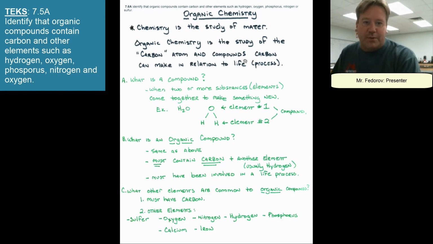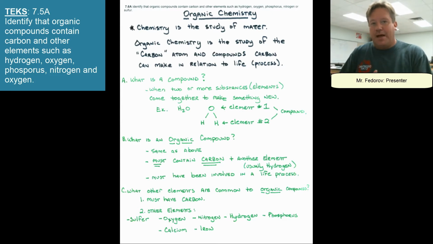I have this backwards on my notes. It should say carbon compounds and how they make up life. So when we're talking about organic chemistry, what we're really thinking about is what the carbon atom is and how it is related to life in general. It used to be thought that organic chemistry was simply the study of carbon, but it's now more the study of carbon and how it is related to life and life processes.